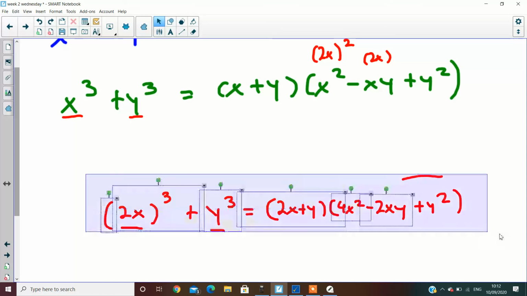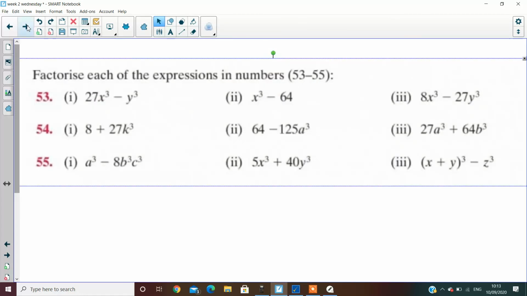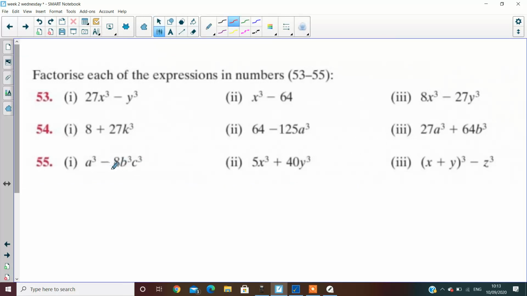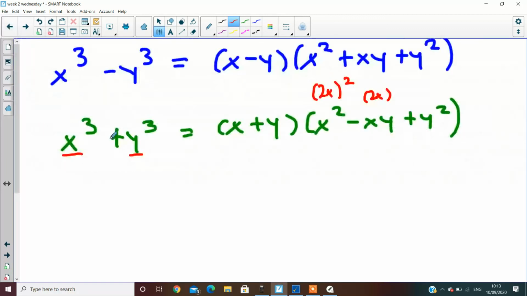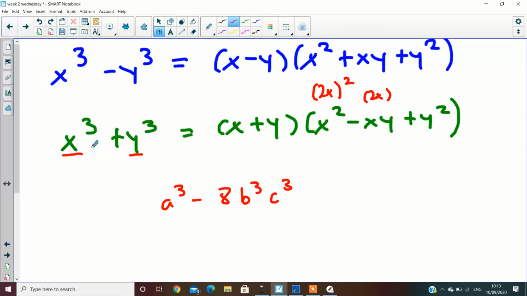Oh dear. Now, where it's going to get a bit messier is, let's say, for argument's sake, this question here, question 55 part 1. Everybody see 55 part 1? 55 part 1 is a cubed minus 8b cubed c cubed. Everybody see that? Now look at this, here's how you do it.